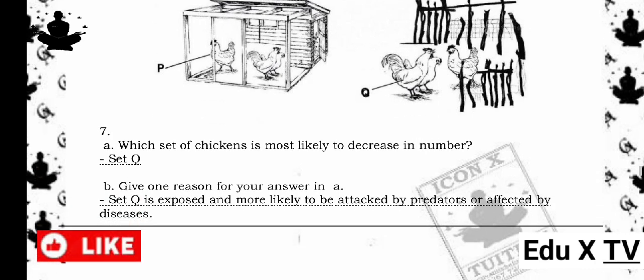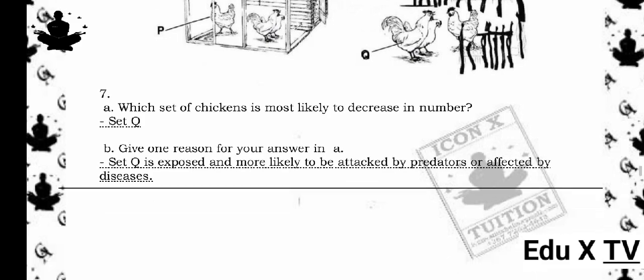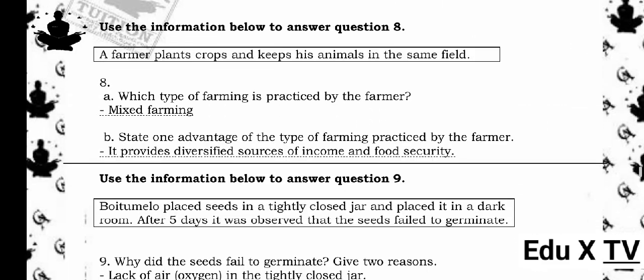7. A. Which set of chickens is most likely to decrease in number? Set Q. B. Give one reason for your answer in A. Set Q is exposed and more likely to be attacked by predators or affected by diseases. Use the information below to answer question 8.